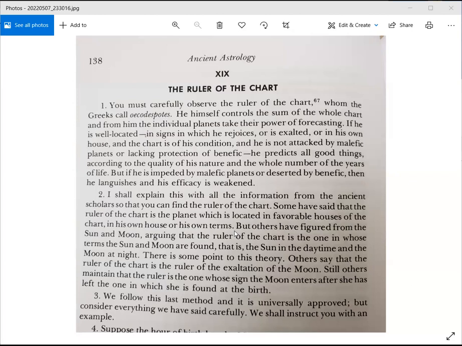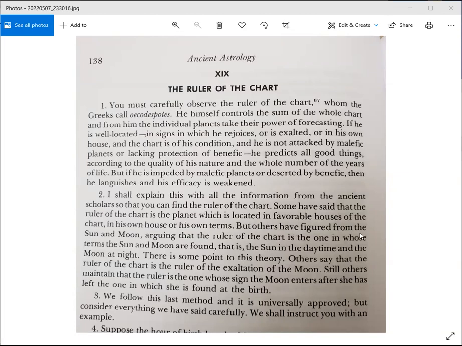So, the question becomes, if this is what the ruler of the chart is, what happens if you don't have a planet that's in a favorable house or in its own house or its own terms? What are the implications of that?